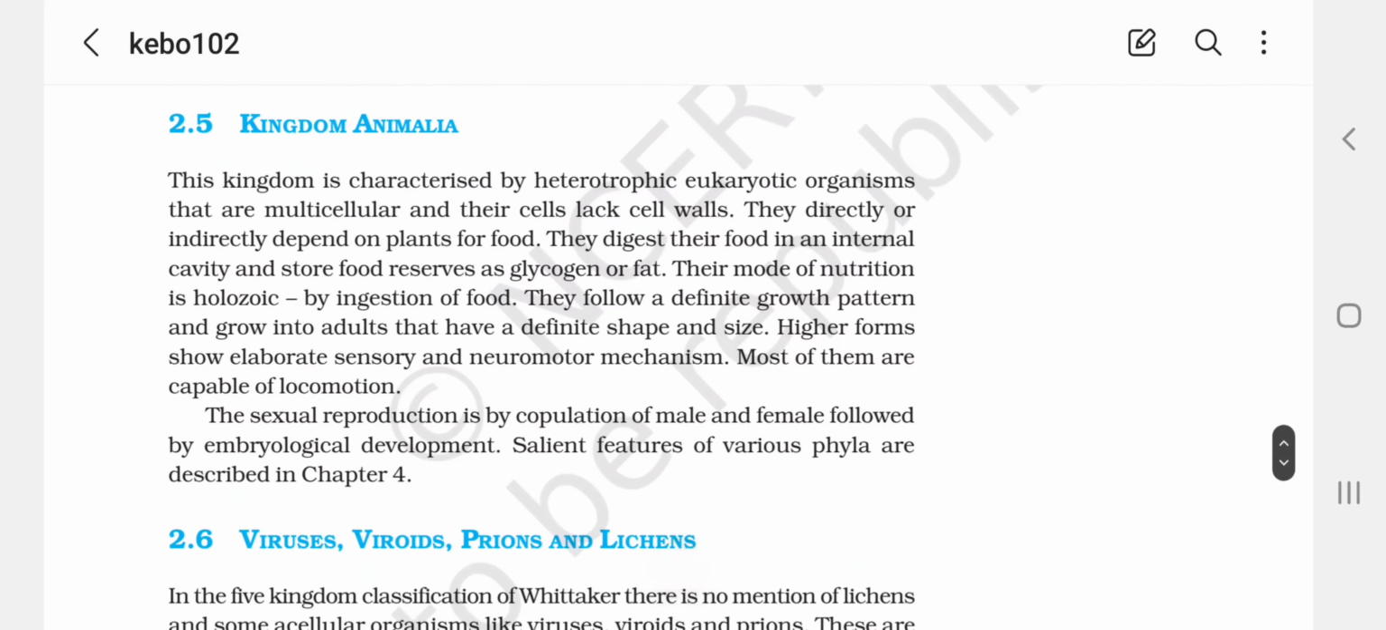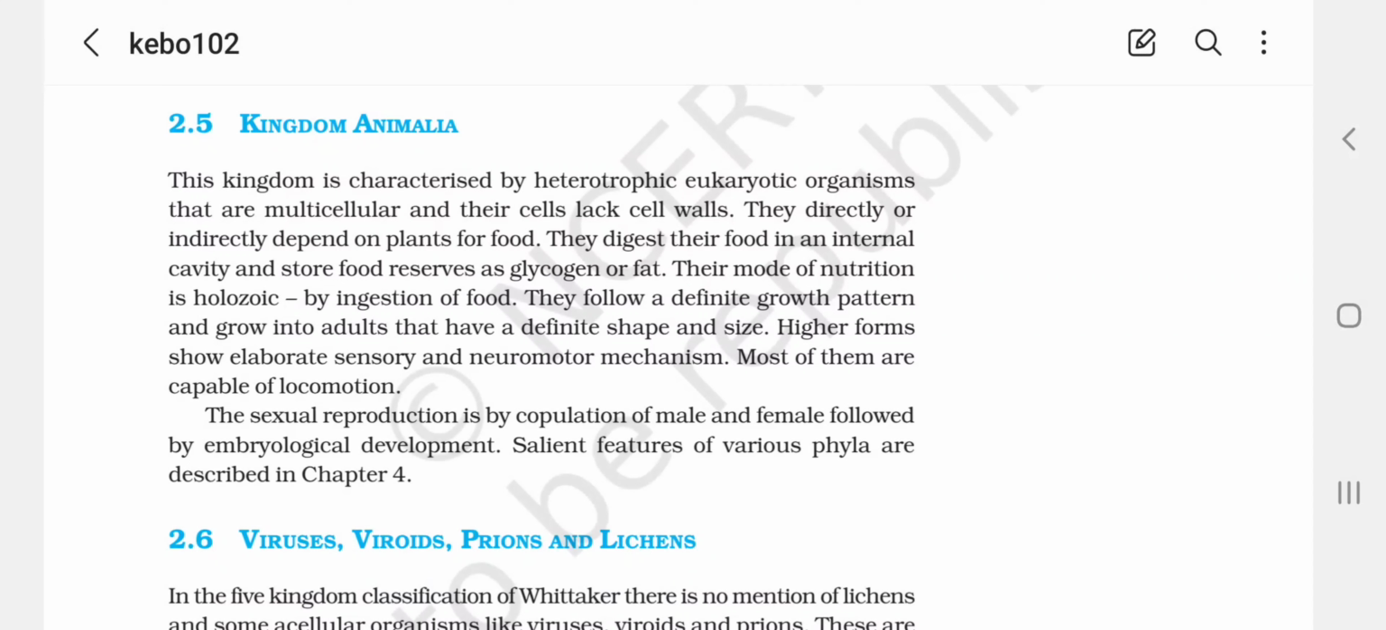2.5 Kingdom Animalia. This kingdom is characterized by heterotrophic eukaryotic organisms that are multicellular and their cells lack cell wall. They directly or indirectly depend on plants for food. They digest their food in an internal cavity and store food reserves as glycogen or fat. Their mode of nutrition is holozoic, by ingestion of food. They follow a definite growth pattern and grow into adults that have a definite shape and size.